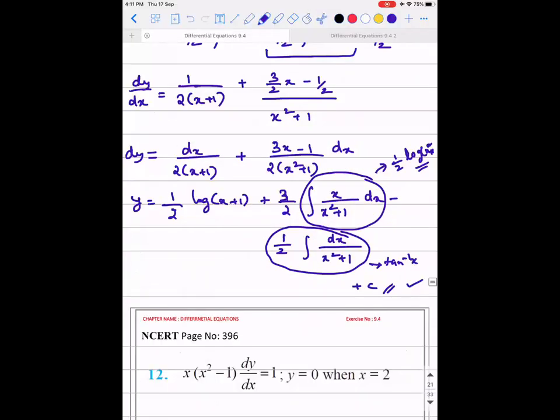Okay. We'll move on to the next problem. Sir, how is it half into integral dx by x square plus 1, sir, the last term? Which one? I split it into the last term. Okay, yeah. Okay. So moving on to the next one.